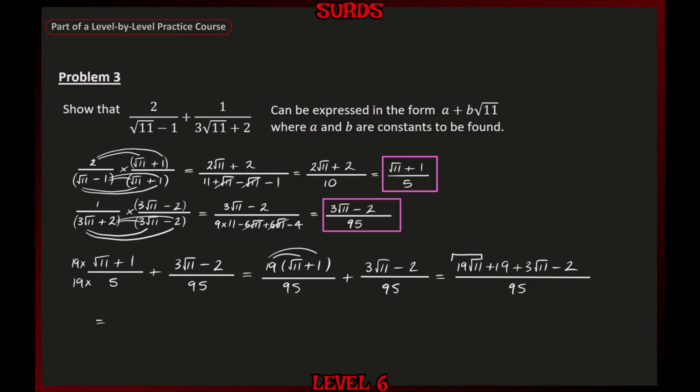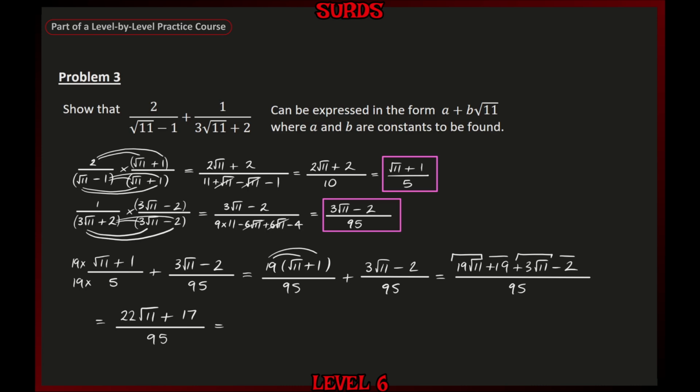We can now simplify the numerator. So 19 root 11 plus 3 root 11 gives us 22 root 11. 19 minus 2 gives us plus 17. Our denominator still remains as 95. Now we can't simplify this fraction any further, but what we can do is write it in the form that's required. We can do this by dividing each term at the top by 95.